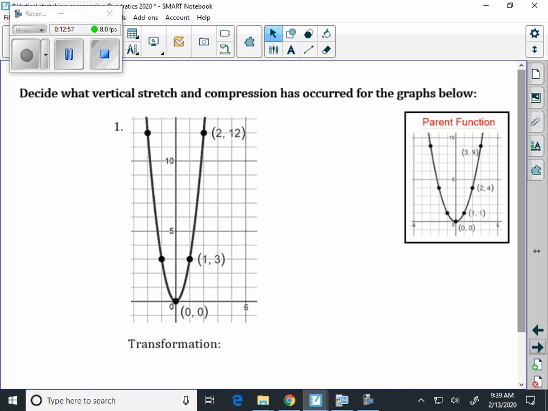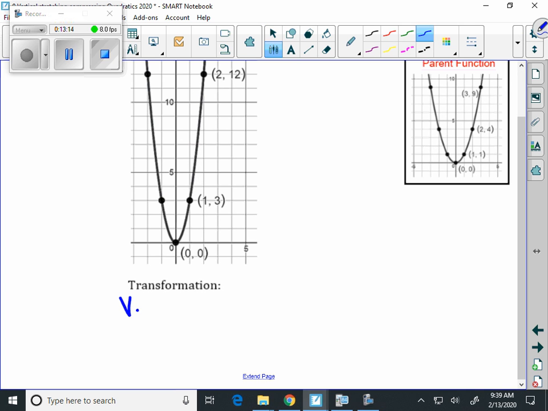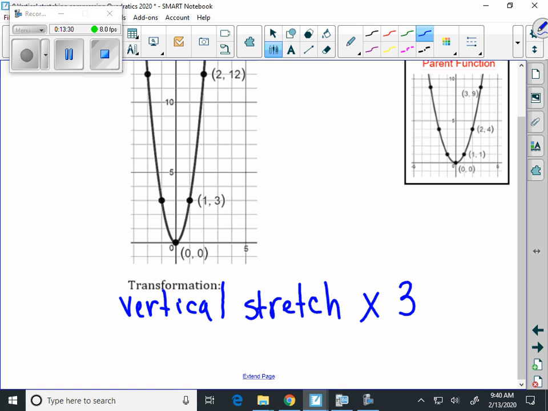But if you look over here at the parent function, 1 space to the right is 1 up. And since the y value has changed from 1 to 3, what that means is that we have a vertical stretch. And what we did is we multiplied 1 times 3. So I usually write times 3, the x, for multiplication. A vertical stretch by a factor of 3.